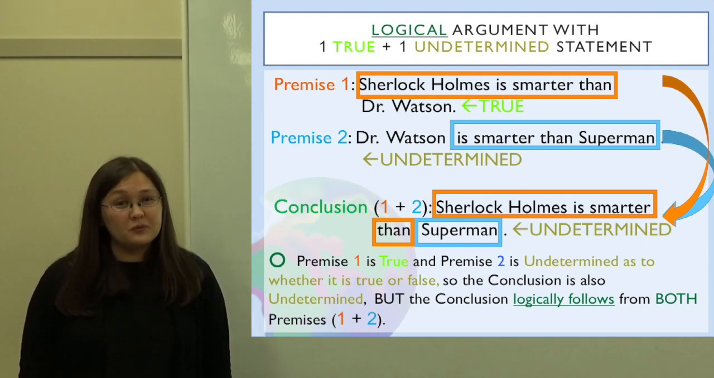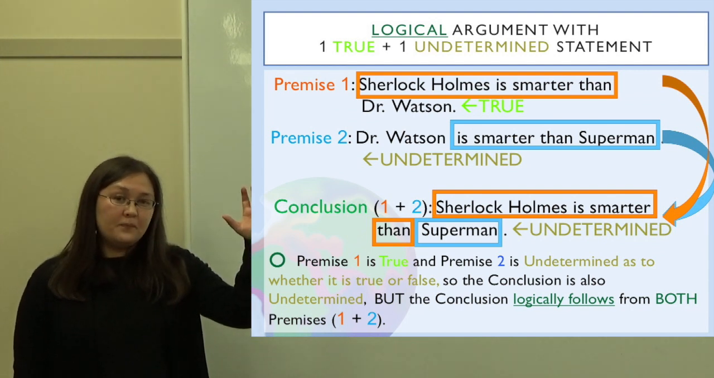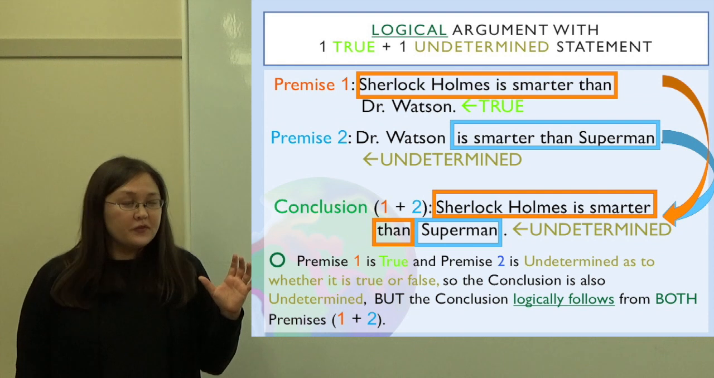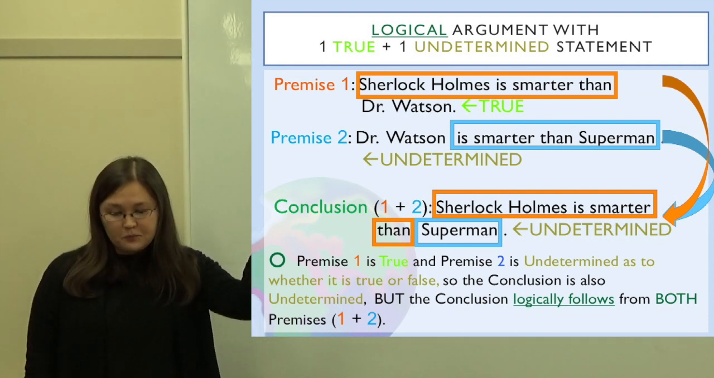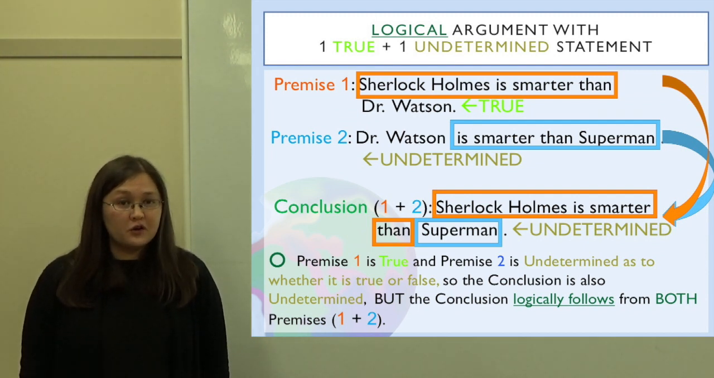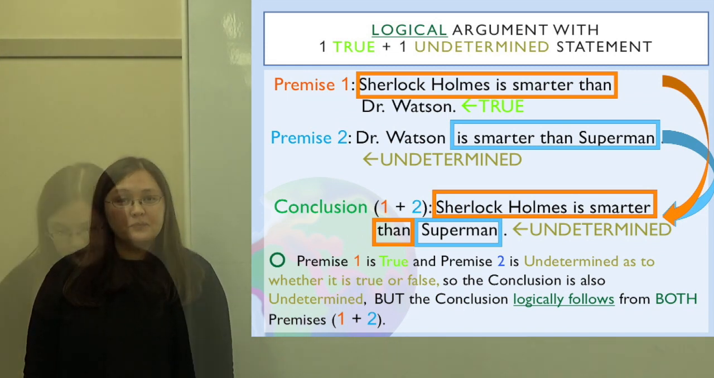So it's undetermined. Maybe you want to make some kind of argument like this, where premise 1, everyone agrees, and premise 2 is your unique idea. Not everyone agrees with you so far, but you need to convince them. But if we put both of these into the conclusion, then we get Sherlock Holmes is smarter than Superman. It follows the rules of logic. It's a logical argument, and that's what we're trying to do.